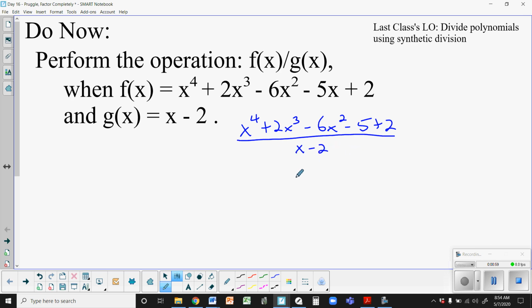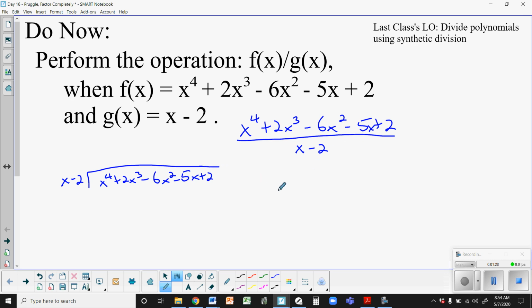So the next step would be to, what process do we want to use to divide? So you may have said synthetic division or long division. Depending on which method you prefer, you would use that method. So if we look at long division, it would look like this. So we have x to the fourth plus 2x cubed minus 6x squared minus 5x plus 2.